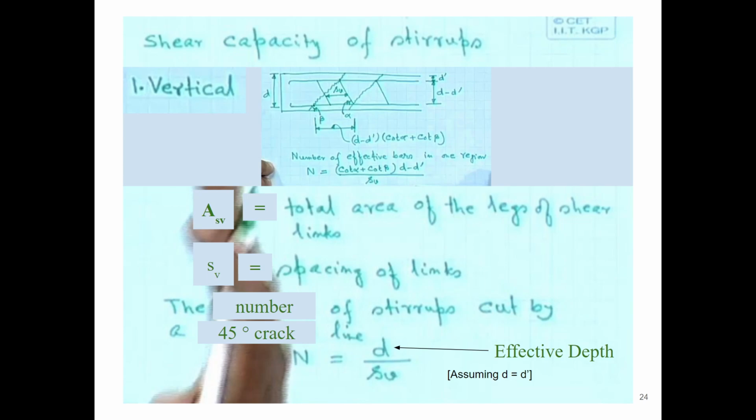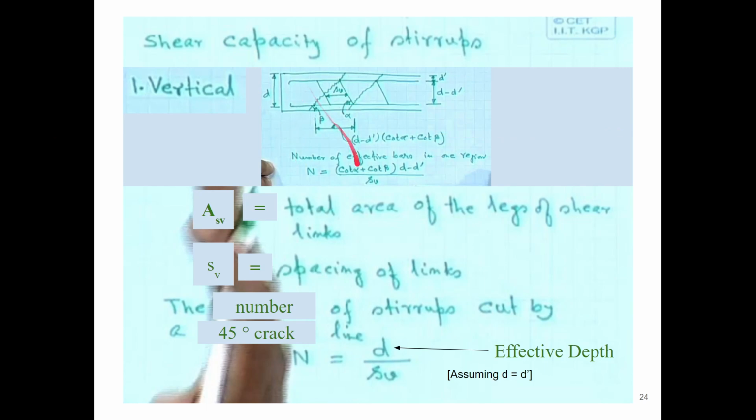If you see here, this is just a representative diagram. These are, for example, the stirrups and these are the cracks. This alpha is basically the angle between the stirrups and the horizontal line, here the longitudinal reinforcement. And this beta is the angle between the crack and the horizontal. That is the definition of alpha and beta.